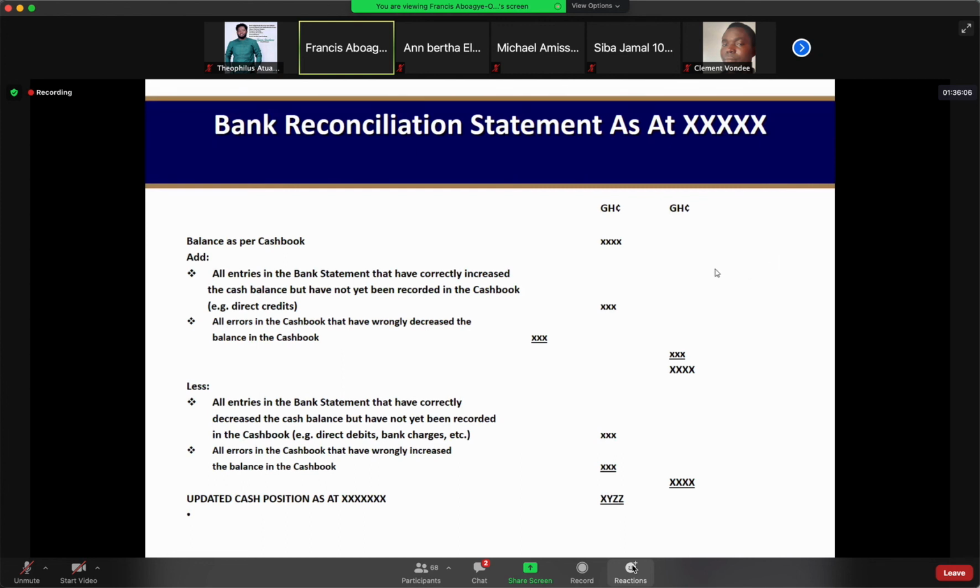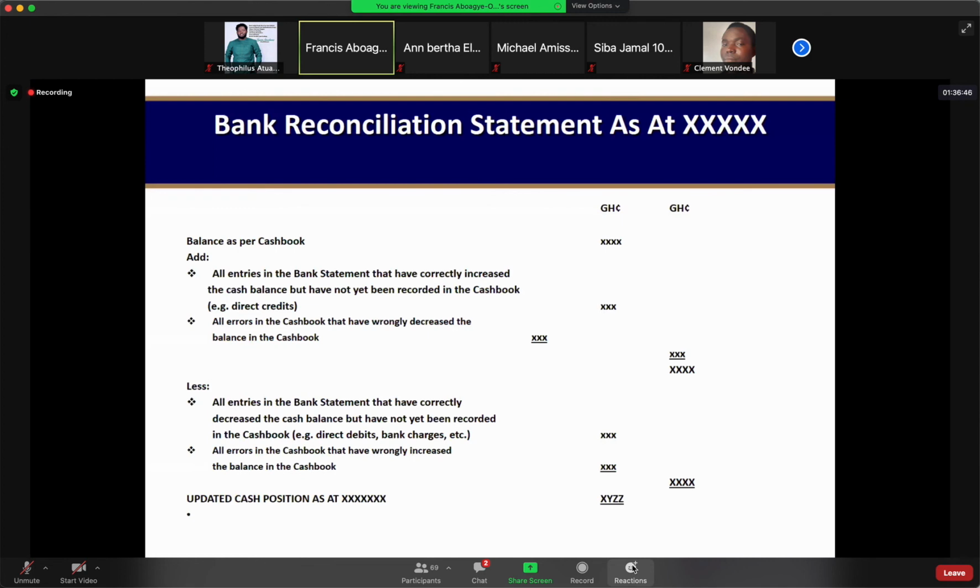If you are adjusting the cash book, remember that you can have what we call the T account, and you can also have the vertical presentation. What we're showing you here now is the vertical presentation. So if you have an item that has the capacity to increase your bank balance, and for which the bank has done that, but you have not done it, then you have to now do it because you don't have that information.